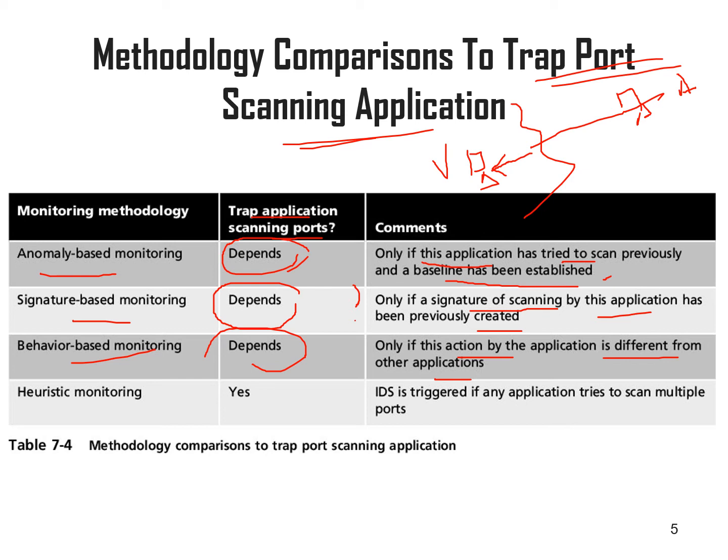So only if the action by the application is different from the other applications, then it will detect based upon the behavior based monitoring. And finally heuristic based, definitely yes, it will trap the application or it will detect the application scanning ports. So how is it done? IDS is triggered if any application tries to scan multiple ports. So in the case of heuristic monitoring, the IDS is triggered if any application tries to scan multiple ports. So this is how different monitoring methodologies can be implemented for trapping the application scanning ports.